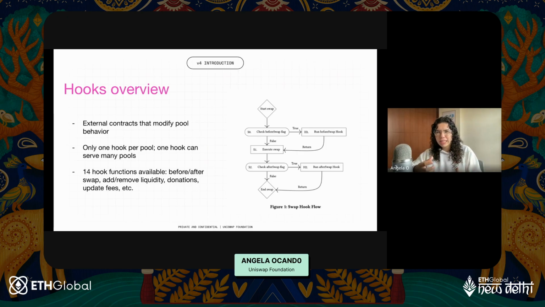So an important note here is the fact that you can only add one hook per pool, but one hook can serve many pools out there. And the V4 protocol includes 14 hook functions available. From before and after the swap, you can add or remove liquidity, make donations, update fees, and way more. In just a few seconds, my colleague Dayitva is going to show you some of them.